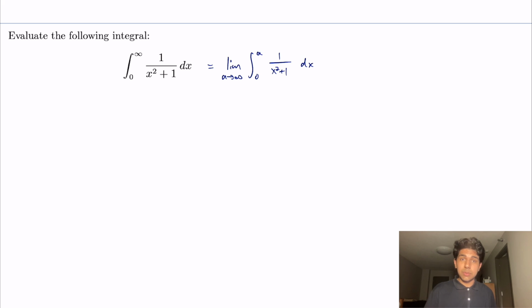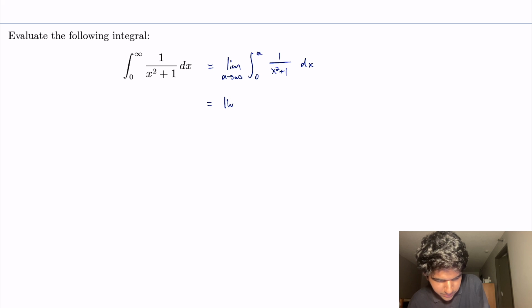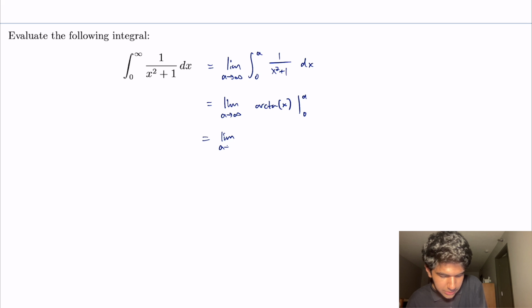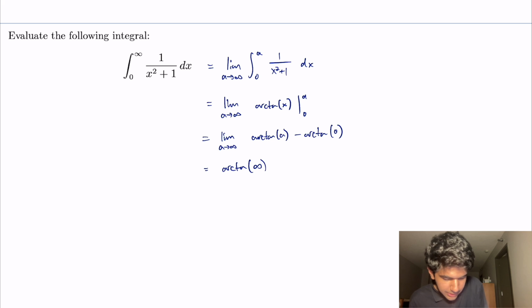The integral of 1 over x squared plus 1 is inverse tangent of x, or arctangent. So we'll use arctangent of x, and it's evaluated from 0 to a. So now we can do our fundamental theorem of calculus. So this is the limit as a approaches infinity of arctangent of a minus arctangent of 0. Let's suppose we plug in a equals infinity here, then we get arctangent of infinity minus arctangent of 0.